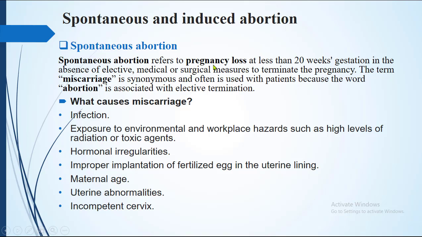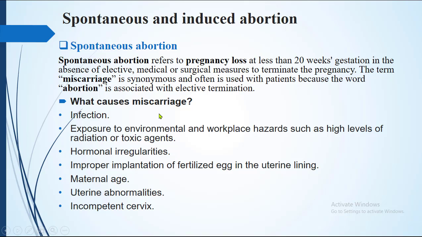Spontaneous abortion refers to loss of pregnancy at less than 20 weeks gestation in the absence of elective medical or surgical measures. So without elective surgical or other medicinal measures, if the pregnancy is lost due to any other reasons, it is known as spontaneous abortion. But the most appropriate word for spontaneous abortion is miscarriage. Miscarriage is synonymous and often is used with the patient, because the word abortion, as I already mentioned, is usually used for something which is done intentionally.